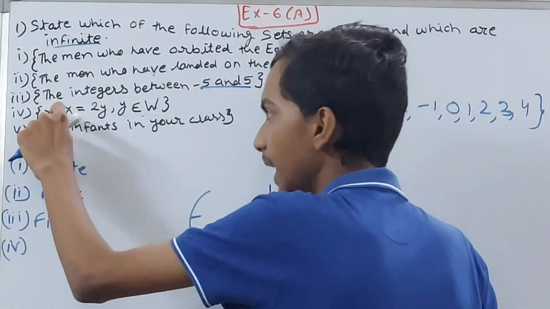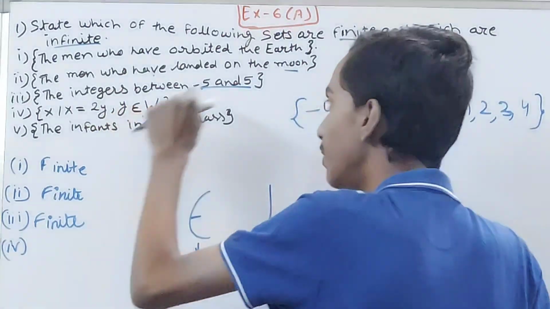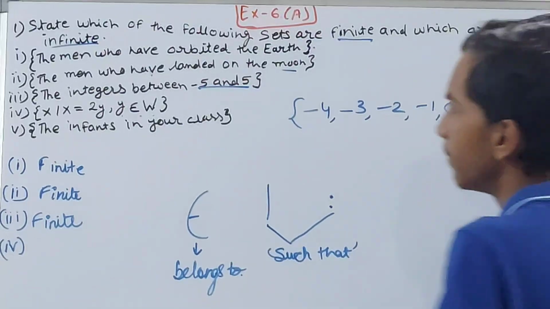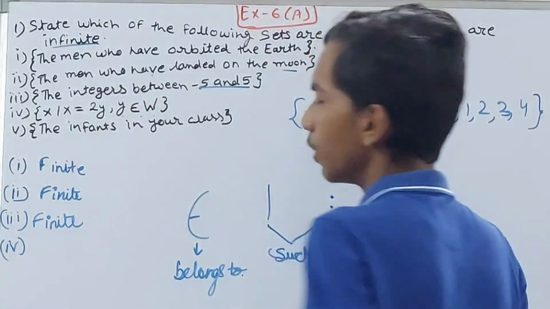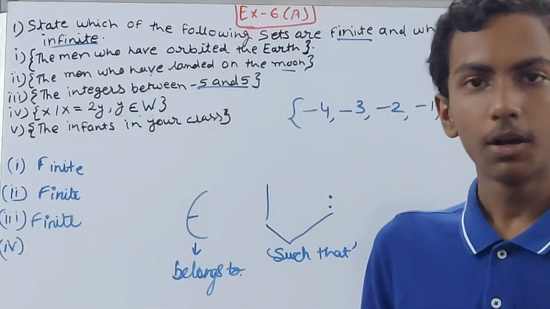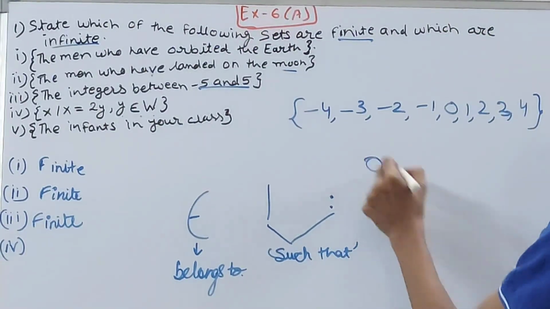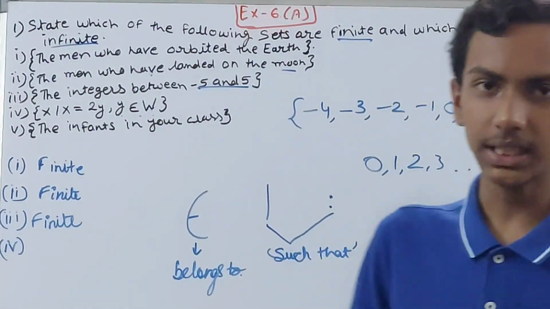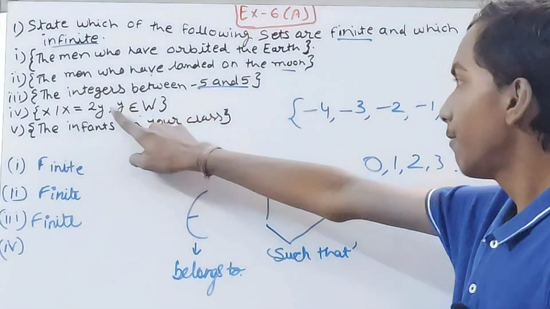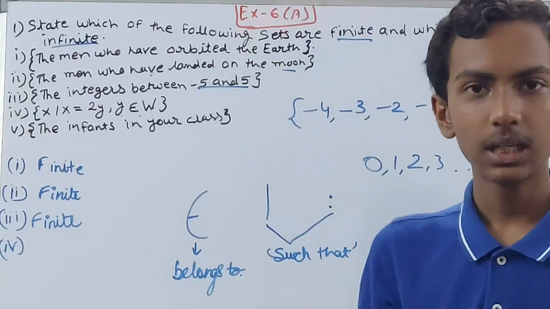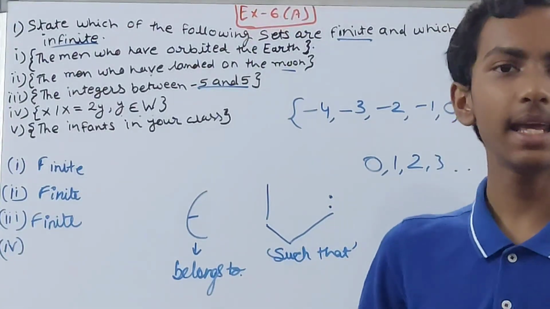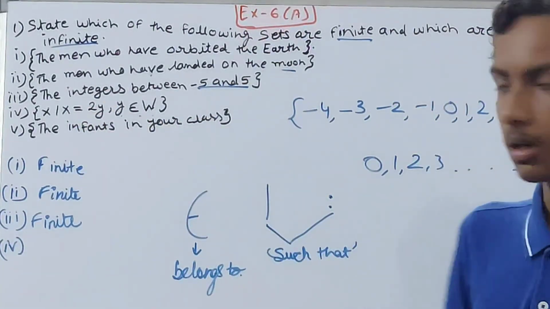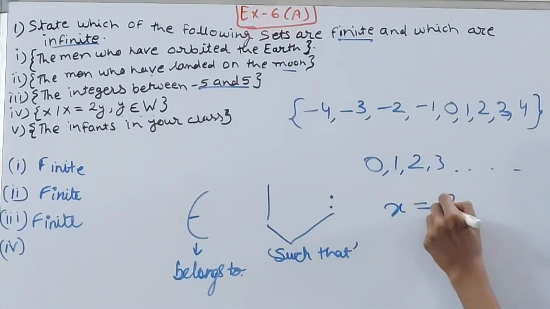So two things it has given us: X is such that X equals 2Y, and Y belongs to whole numbers. Now you have to tell whether this set is finite or infinite. Do we know how many whole numbers there are? No. We know that whole numbers begin from 0 and go up till infinity. We don't know how many whole numbers there are. So if Y has the value of whole numbers, will Y also have a value that can end? If I give Y 0, what will X become? 0.